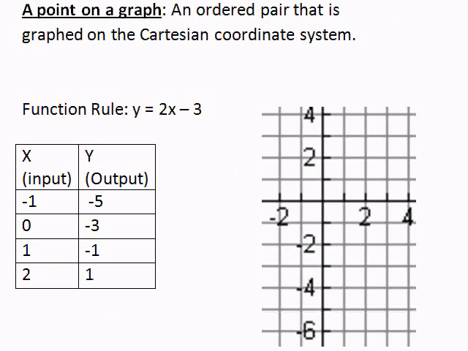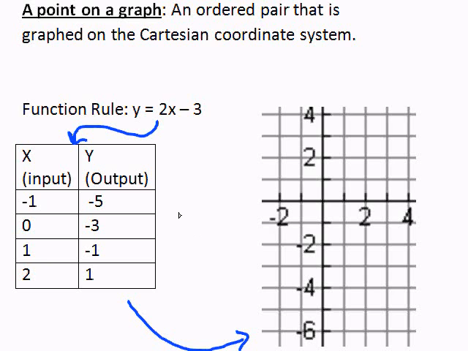Let's take a look at our next word, a point on a graph. A point on a graph is an ordered pair that is graphed on the Cartesian coordinate system. So, suppose we were given this function rule, y equals 2x minus 3, and this table, x: -1, 0, 1, 2, y: -5, -3, -1, 1. This table came from our function rule. So far we've already made tables from our function rules. Now we're going to be able to transfer that table to a graph.